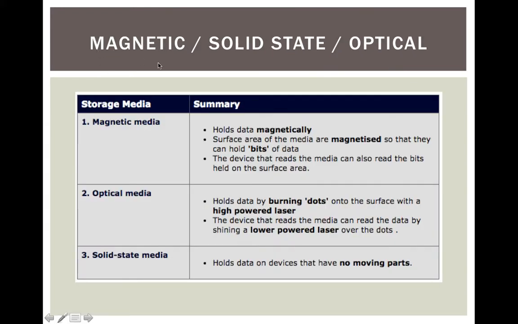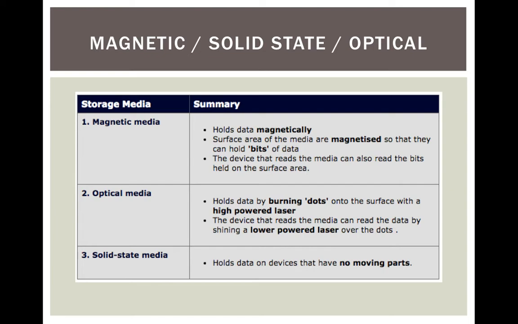We've got magnetic, solid state, and optical. These are the three categories of storage. Your magnetic media holds data magnetically, okay? So you can usually identify this by its black film or black tape. On the back of your debit card, you'll see a black stripe, okay? That's a magnetic stripe. Or, as I said, inside a tape cassette or a VHS, we'll use the black tape.